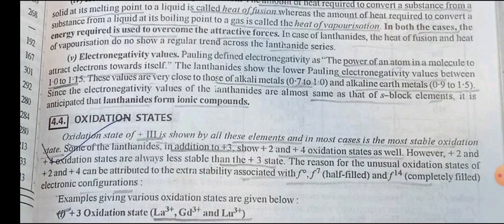Electronegativity values. Pauling defined electronegativity as the power of an atom in a molecule to attract electrons toward itself. The lanthanides show low Pauling electronegativity values between 1.0 and 1.15. These values are very close to those of alkali metals and alkaline earth metals. Since the electronegativity values of lanthanides are almost the same as those of s-block elements, it is anticipated that lanthanides form ionic compounds.